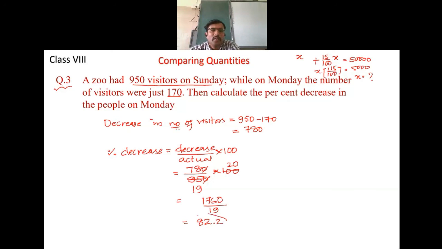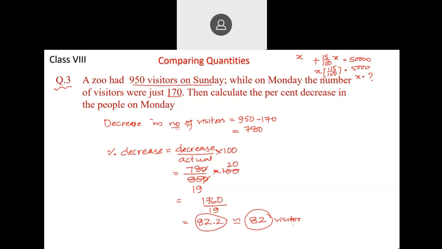But you observe it's a number of visitors. So we need to consider it as 82, sir. Correct, sir, 82 visitors, because you cannot say that 82.2 visitors were there.